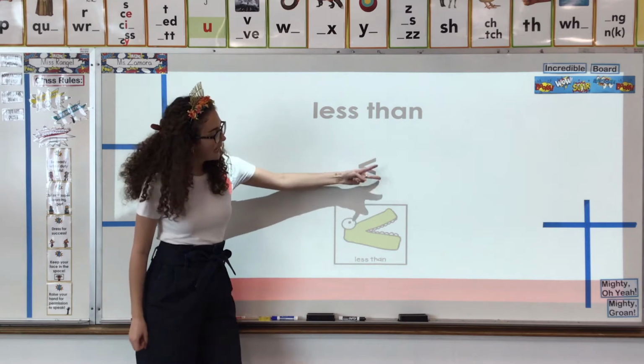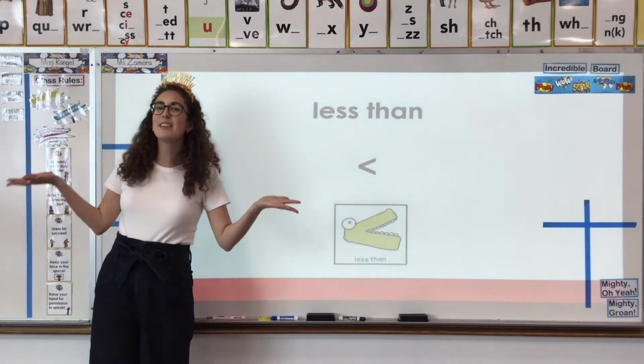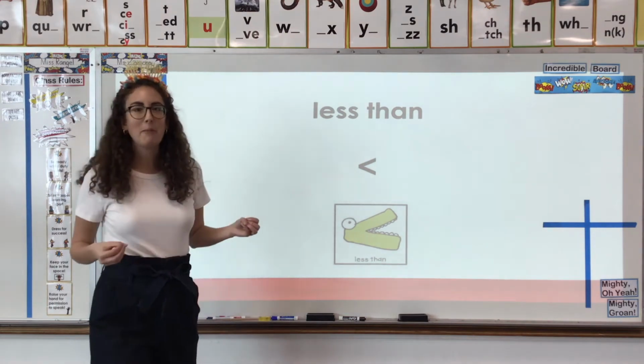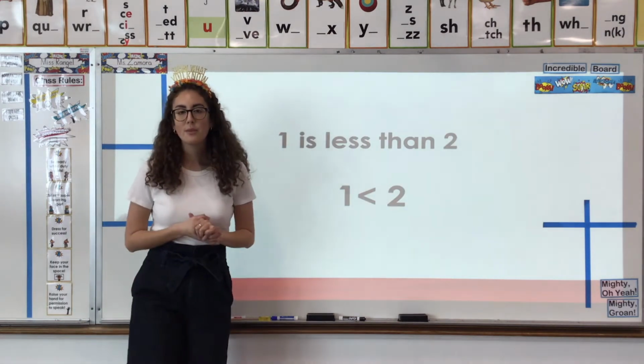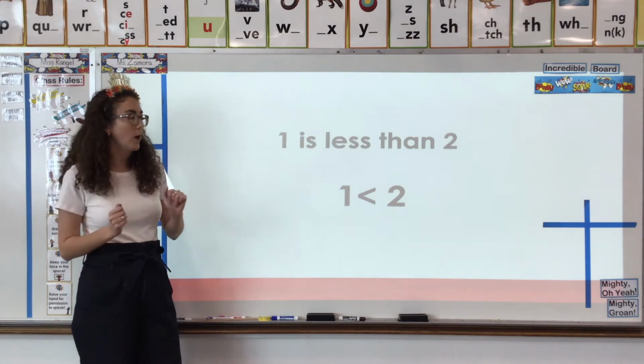It's open and ready to eat the bigger number. That's another silly way to think about it, but I think this image can really stick well in our heads. Let's look at an example. So we've been working with this number sentence before.